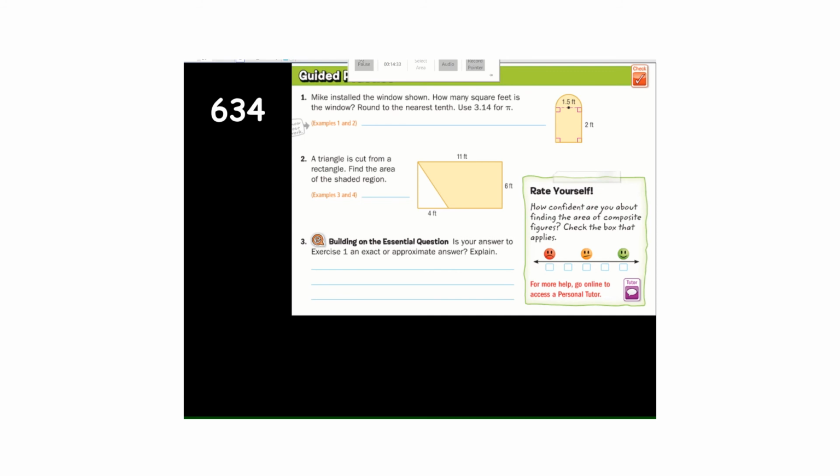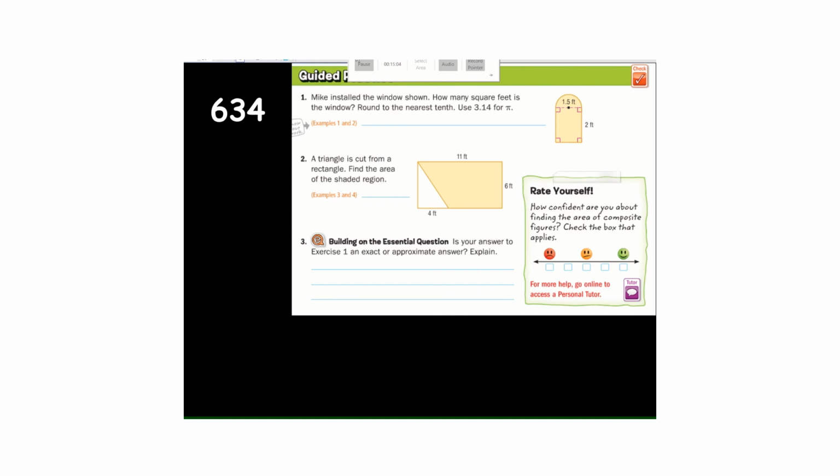0.75 times 0.75 is 0.5625. Need to take that times pi. So take that times 3.14. And don't forget that that's a half of a circle. So we have to divide by 2 for half of the circle. So 0.883125. Okay, so we need 0.88. Let's remember 0.88, because we need to round this to tenths. We're just going to use hundredths right now.